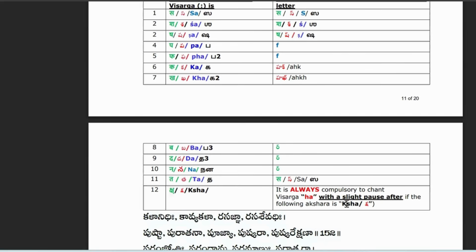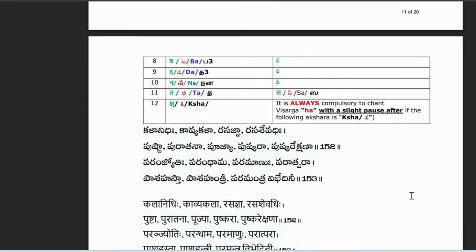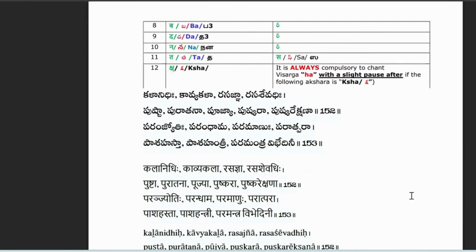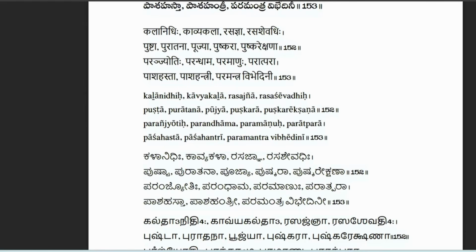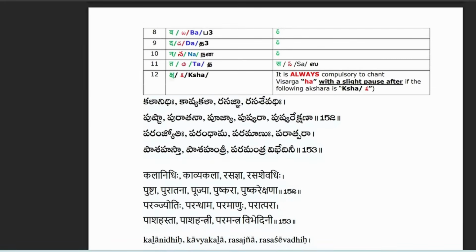I'm trying to remember an example of that. If Visarga is followed by B sound, Visarga changes to R sound. You will not pronounce it as H, it changes to R. A lot of times, the script is already changed at that time.